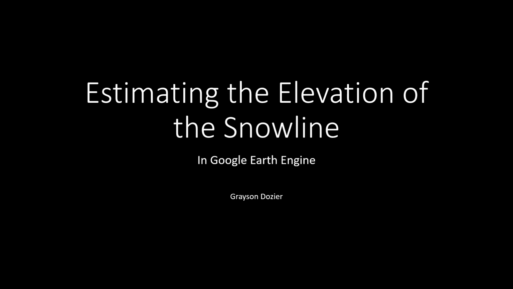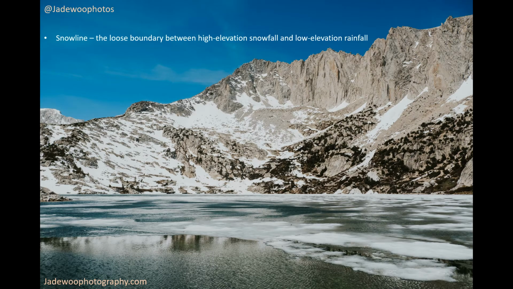Estimating the elevation of the snow line before and after a storm in Google Earth Engine. So first, the snow line is defined as the loose boundary between high elevation snowfall and low elevation rainfall.